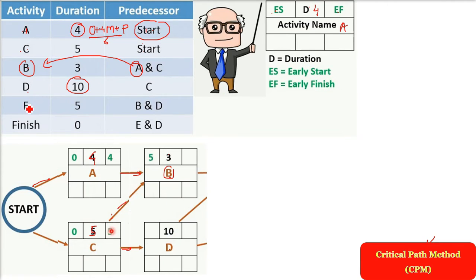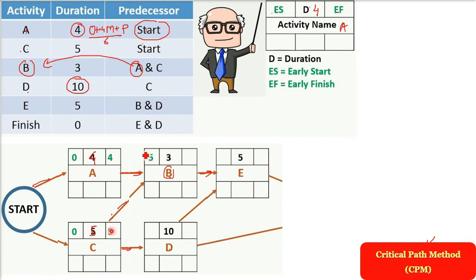Okay. Now E has predecessors B and D. So the B arrow and D arrow will go to E, right? And the time will be 5. Finish, just put a finish. And it is coming from E and D. So from E and from D, the arrow will go to Finish, the end.